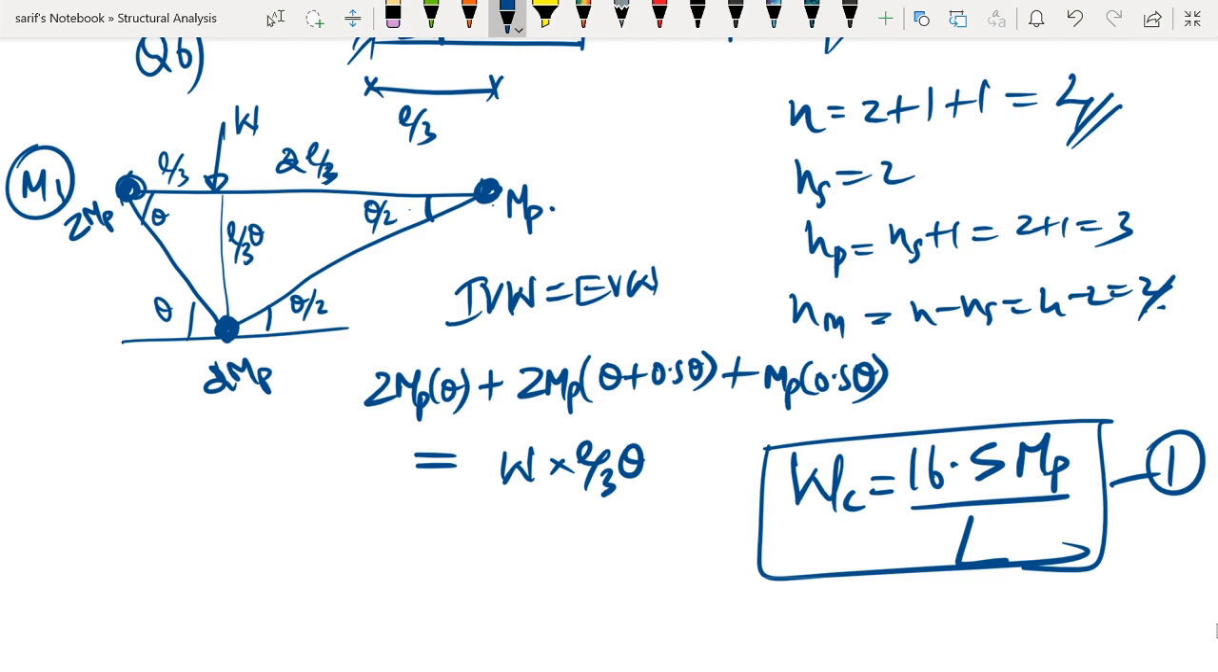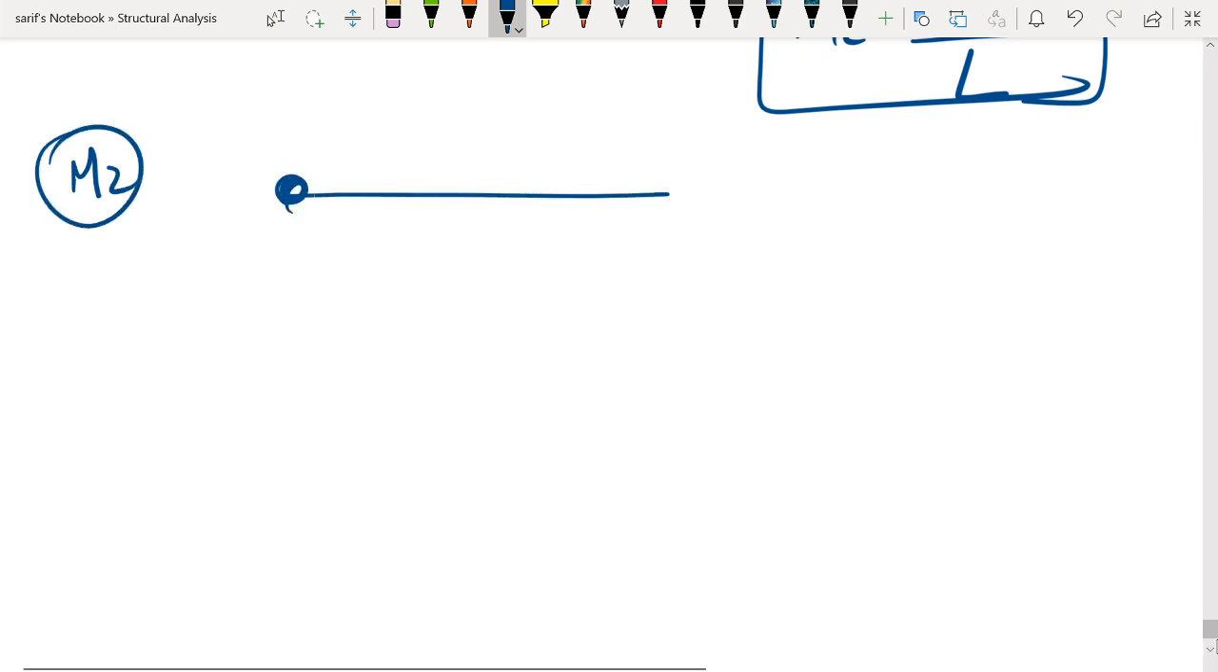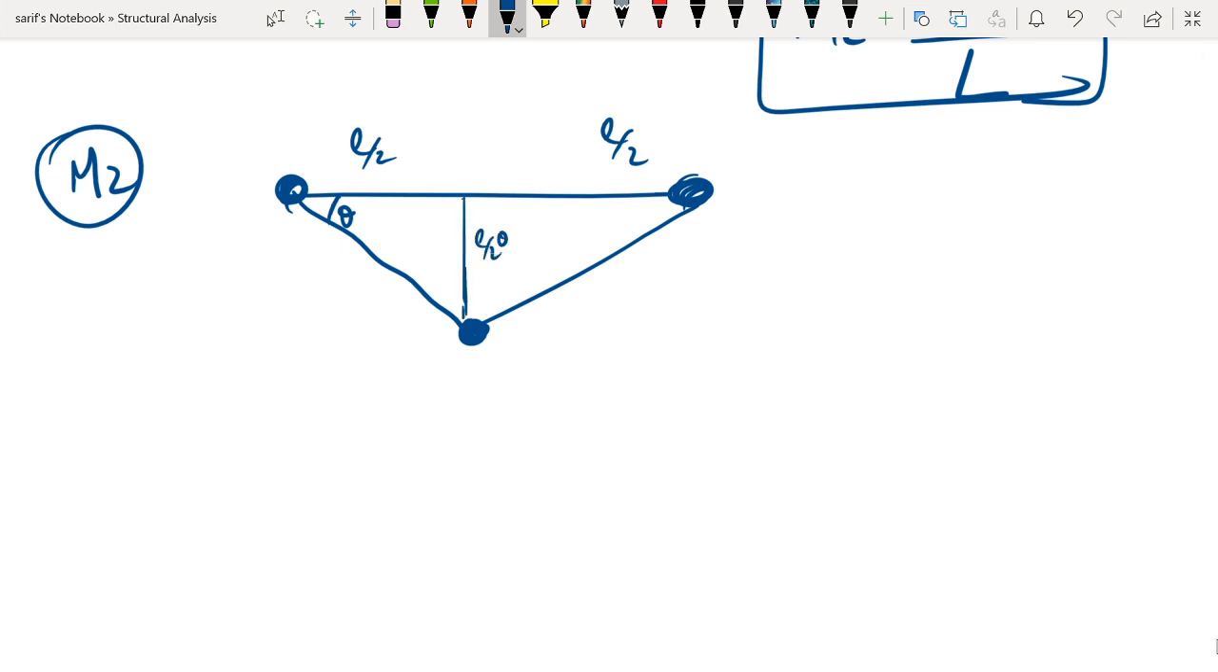Next, let us try mechanism number 2. For mechanism number 2, we are going to assume plastic hinges to form at both the ends and at the point of sudden cross section change. So this is the plastic hinge, this becomes L by 2, this becomes L by 2. If this angle is theta, this becomes L by 2 theta and this becomes theta. Again we have the load acting here, that is W. This distance is L by 3, therefore the distance moved by the load will be L by 3 into theta.